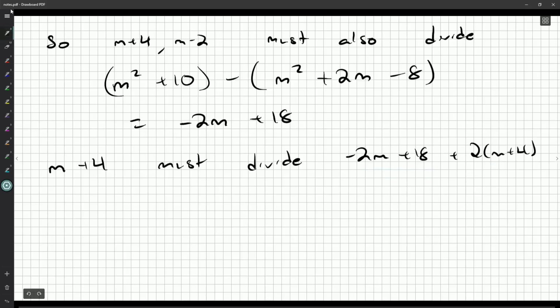Now, why did I do 2 times m plus 4? Because now I want to get rid of this minus 2m. So this will be minus 2m plus 2m, and then 18 plus 2 times 4, which is 8. So m plus 4 needs to divide 26. So m plus 4 divides 26. Now we could do the same thing, but with m minus 2.